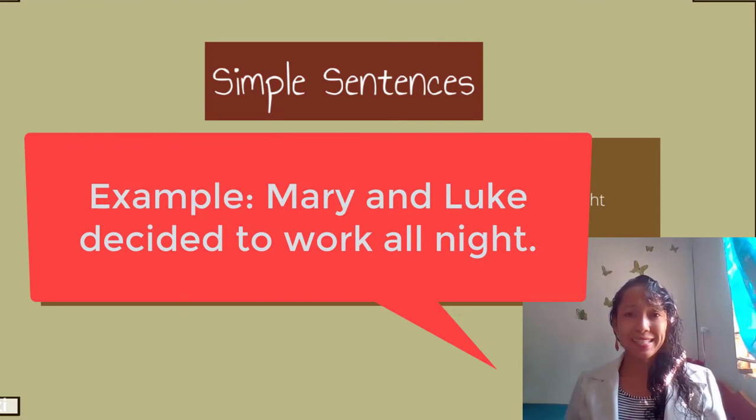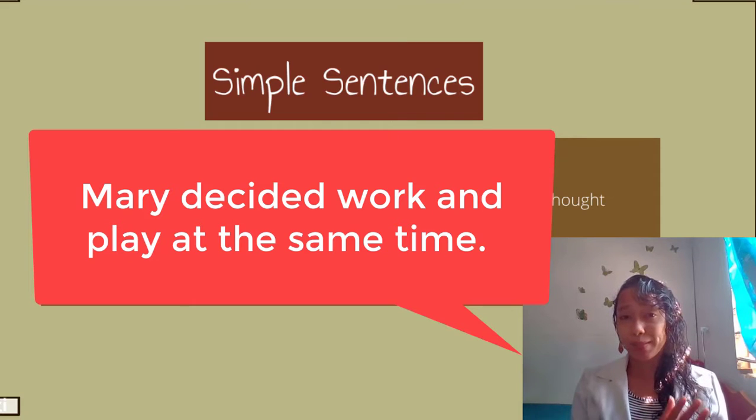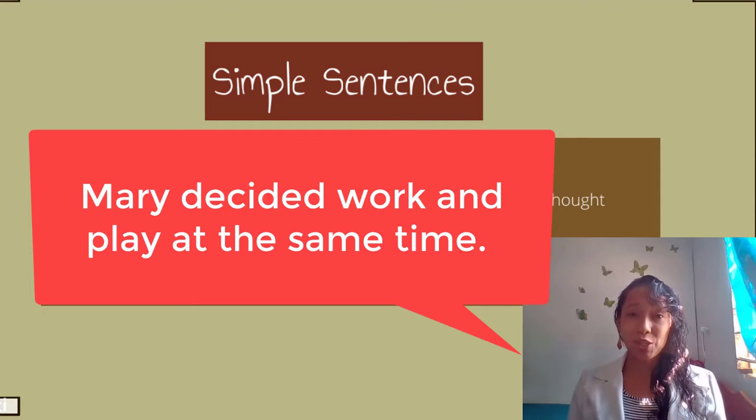There are some simple sentences that, like I said, have a compound predicate, but they're still simple sentences because they share one subject. Here's an example. Mary decided to work and play at the same time. Work and play are two predicates, but they're sharing one subject. This is still a simple sentence.